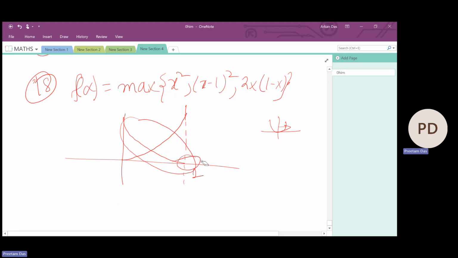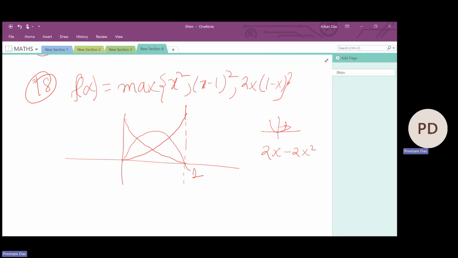Okay. Now for 2x times 1 minus x, what will be the graph? It is 2x minus 2x square. X square coefficient negative, so it will open downwards. And then if you draw the graph, it will look something like this. Definitely intersecting 1 because it is a root of this equation. The roots of this equation are 0 and 1. You have to calculate the maximum value.